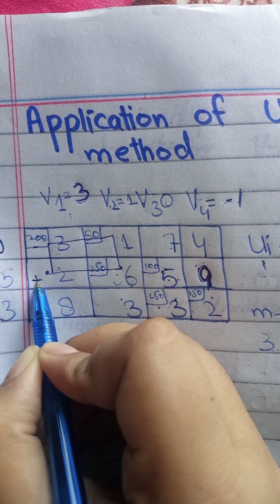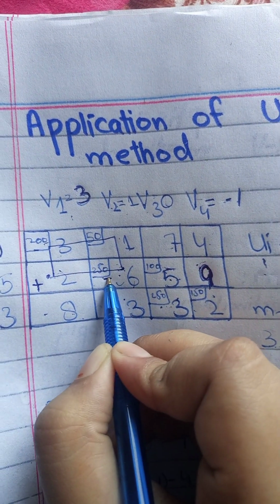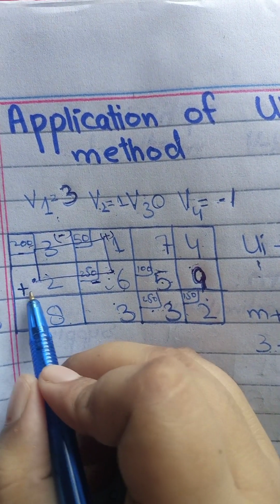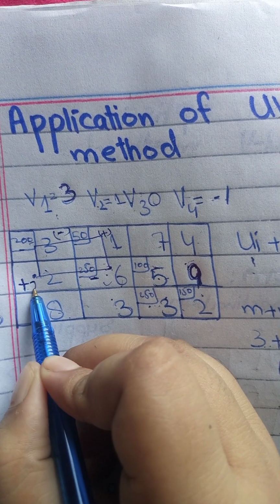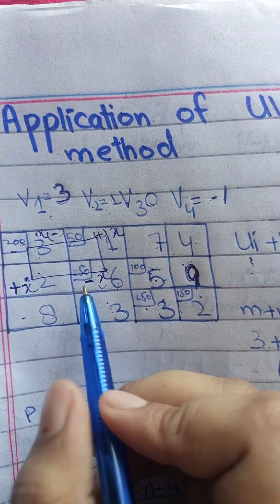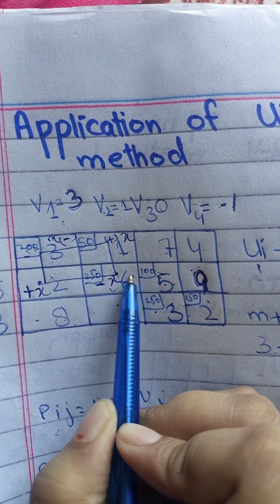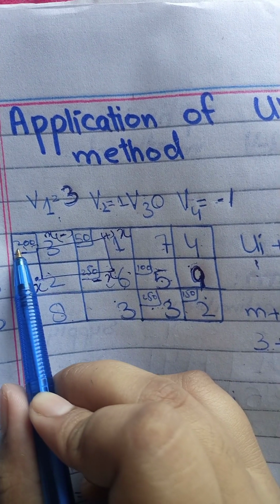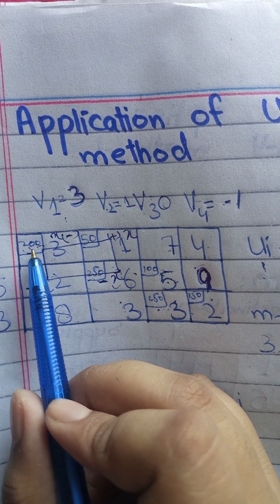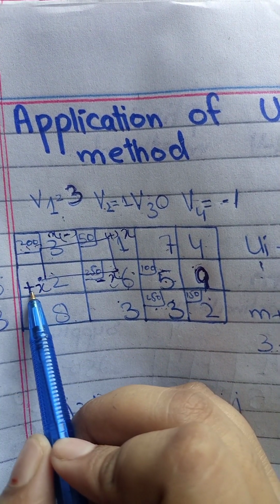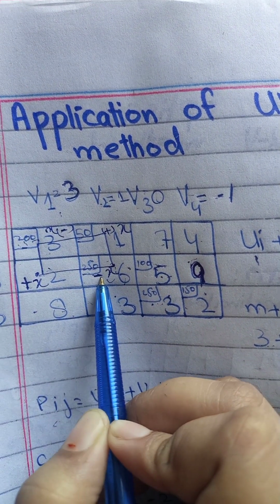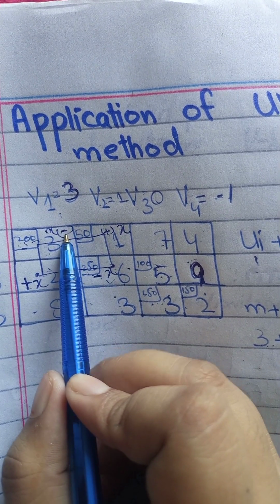The first sign, the respective number, will be positive, the next will be negative, the next will be positive, and the next will be negative. The value we call x. We will choose both negative values, 250 and 200. We will choose the least number, which is 200. We will add or subtract 200 according to the given condition. We will add 200 here, subtract 200 here, plus 200 here, and subtract 200 here.